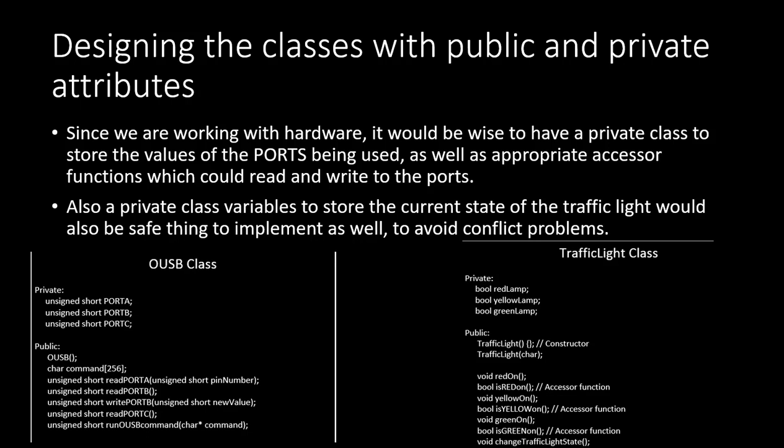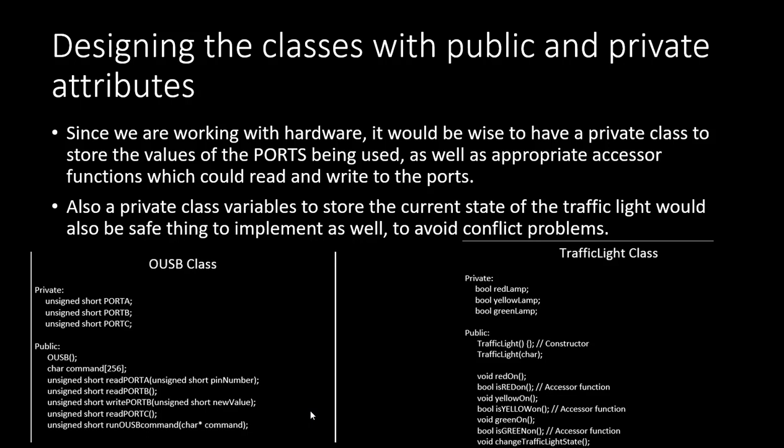So if you look at the 2 diagrams below here, we have 2 classes. We have the OUSB class and the traffic light class. In the OUSB class, you can see in the private variables, we have the variables writing to the ports. And then in the public area of the OUSB class, we have the setup for reading and writing to the ports and running the commands. Now the good thing about the OUSB board is that it already has specific commands ready to be written to the hardware, which is pretty neat.